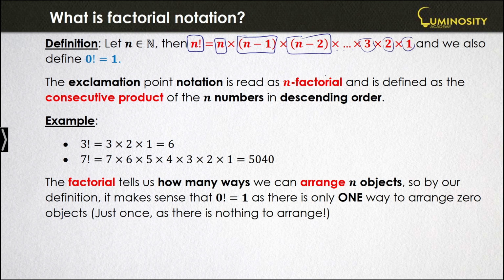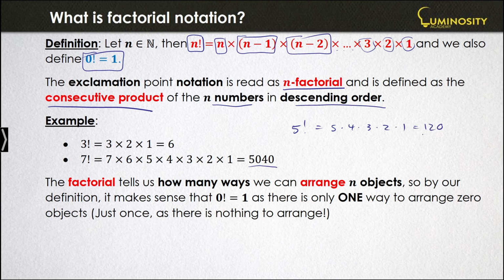And then we also have a special definition: 0 factorial is equal to 1. We'll see why we've defined it like that. So the exclamation point, like I said, is the notation read as n factorial, and is defined as the consecutive product of n numbers in descending order. For example, 3 factorial is 3 times 2 times 1, which is 6. 7 factorial is 7 times 6 times 5 times 4 times 3 times 2 times 1, which is 5040. And 5 factorial is 5 times 4 times 3 times 2 times 1, which is what we had just now.